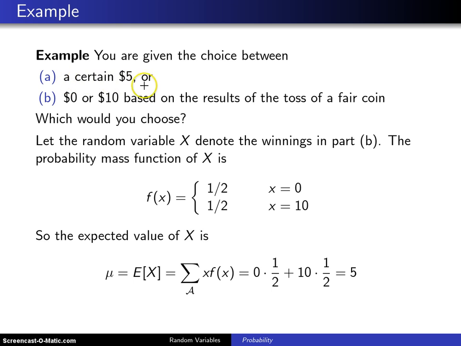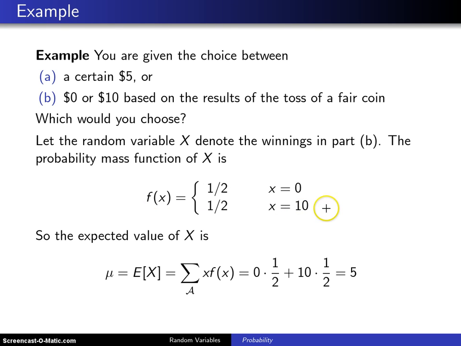Now, the expected value for part A is pretty easy, because you get the certain $5, so the expected value is $5. But let's figure out the expected value in part B. Let the random variable x denote the winnings in part B. The probability mass function of x is f of x is equal to 1/2. That is the probability of winning $0. And 1/2 is the probability of winning $10.